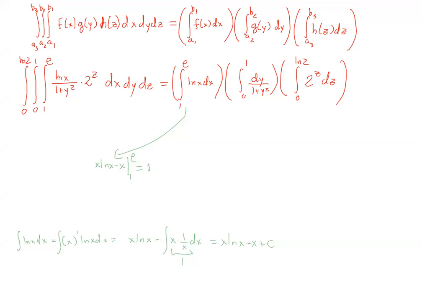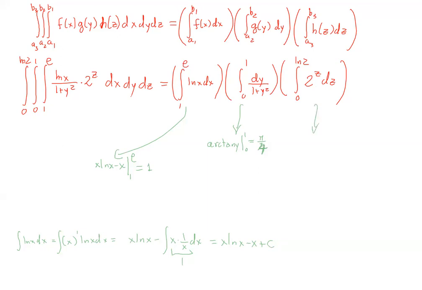How about this one? This one is kind of interesting. So the antiderivative of 1 plus y squared would be arctan of y. So you will get arctan of y from 0 to 1. And how much is this? Arctan of 1, meaning the arc whose tangent is 1, is simply pi over 4. And the arc whose tangent is 0 is 0. So you get pi over 4.